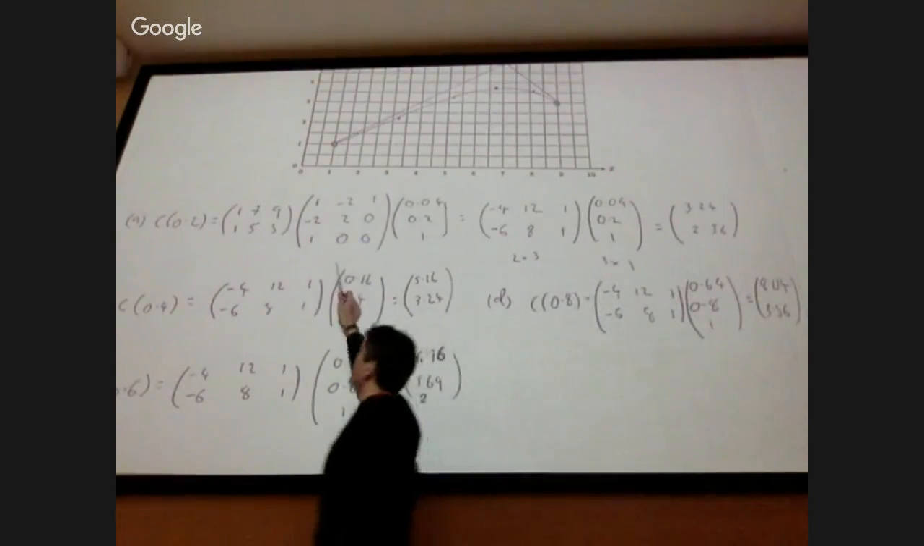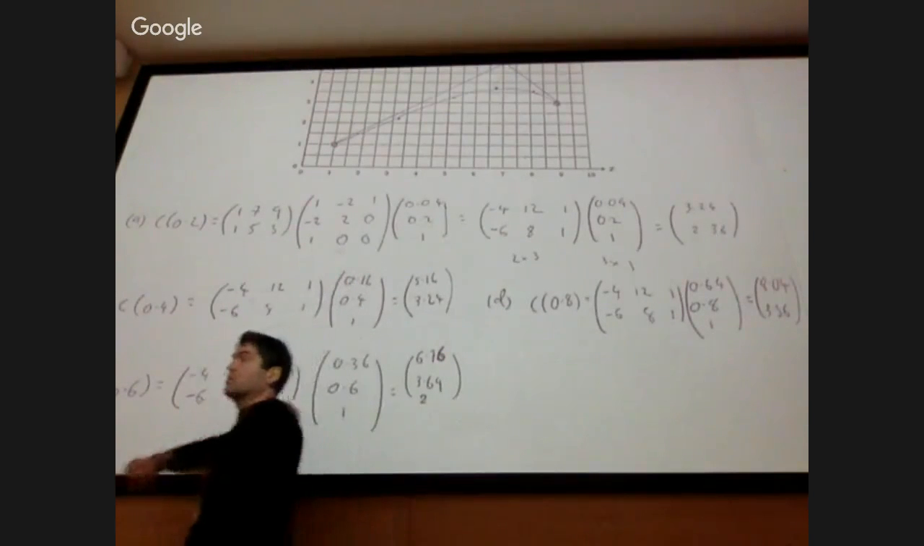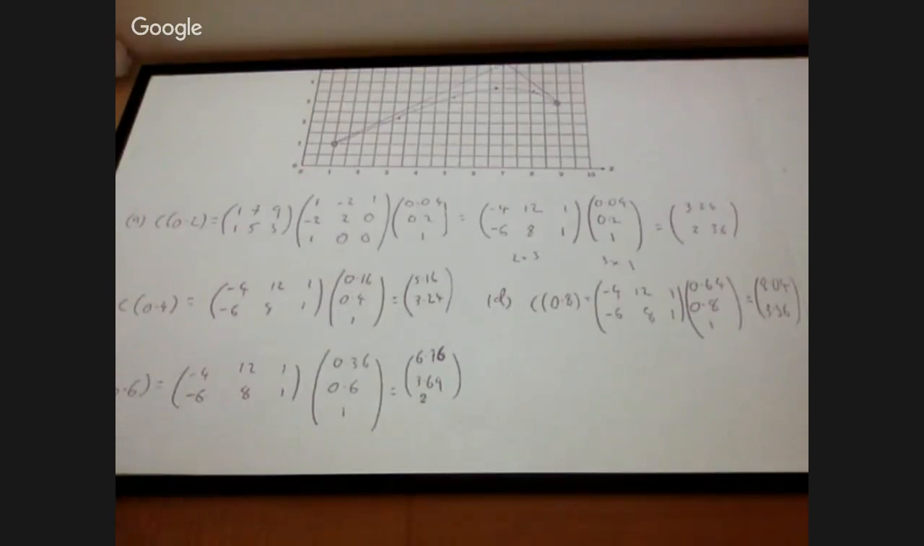Somewhere in my notes is this square matrix, and for cubic you'll have a 2 by 4 matrix for your control points, and you'll have a 4 by 1 vector of your t values, t cubed, t squared, t, and 1. And you just do similar. That's how you do the assignment.